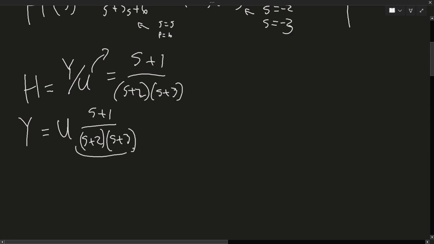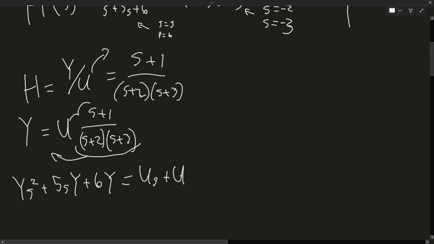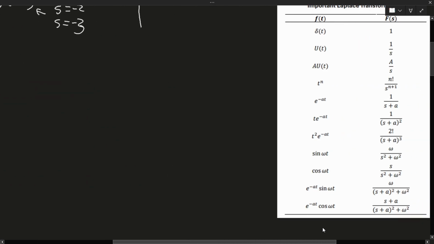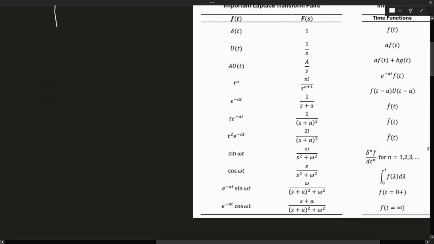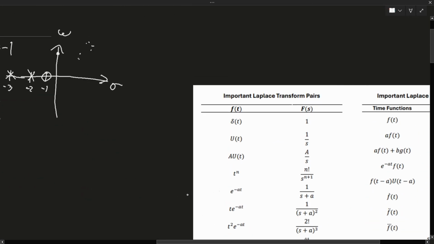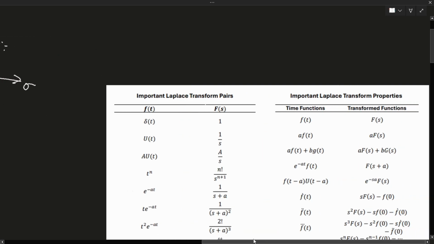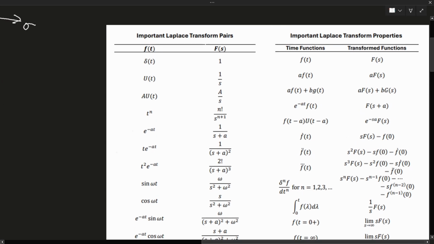Next, I'm going to take this and send it to the other side, and I'm going to multiply it by y. I'm just going to do it real quick in my mind. s squared y plus 5sy plus 6y equals, I'm going to distribute the u, us plus u. Now, I think I wrote, there you go. Now, at this point, we have to do the inverse Laplace transform, okay? To find the input-output differential equation.